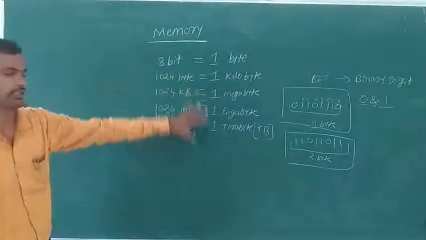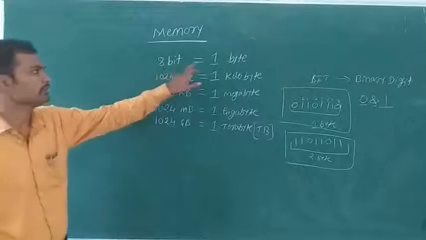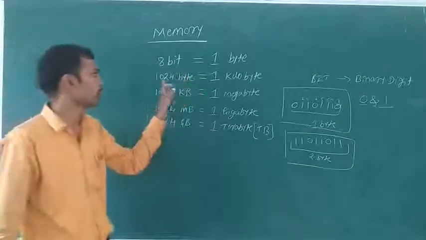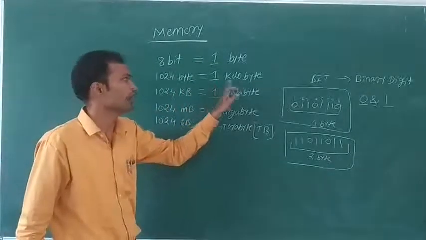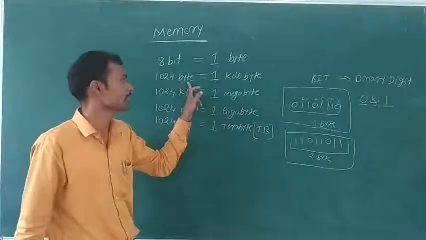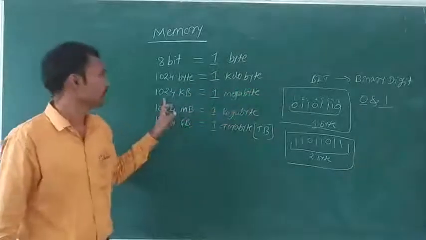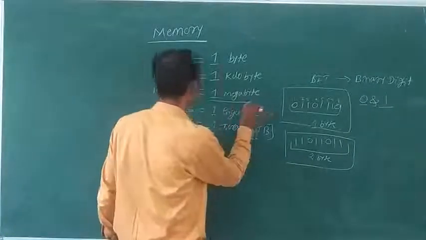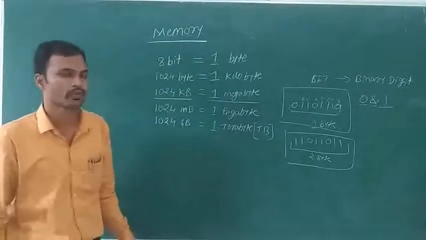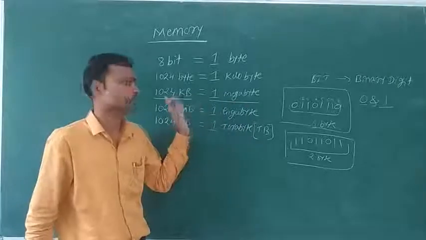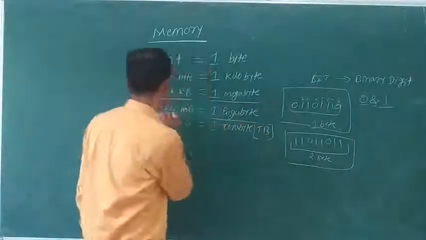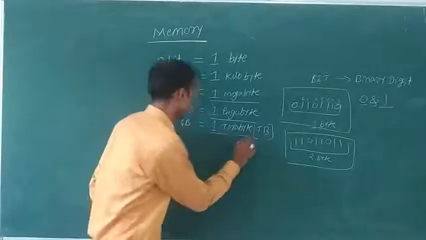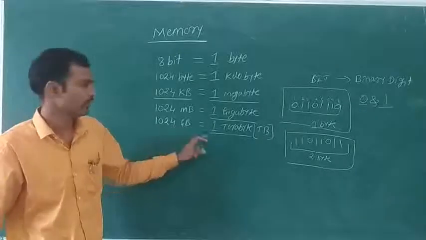Okay. See, 8 bits is equivalent to 1 byte. 1024 bytes is equivalent to 1 kilobyte. 1024 KB is equivalent to 1 MB. Means 1 MB means how much KB? 1024 KB. 1 GB means 1024 MB. And 1 TB means how much? 1024 GB. 1 TB means 1024 GB.